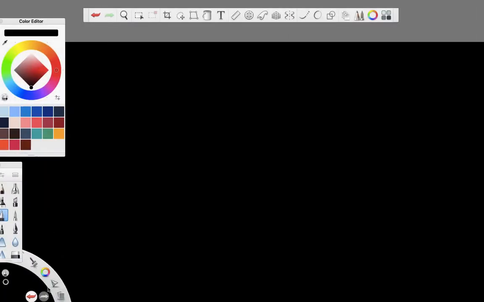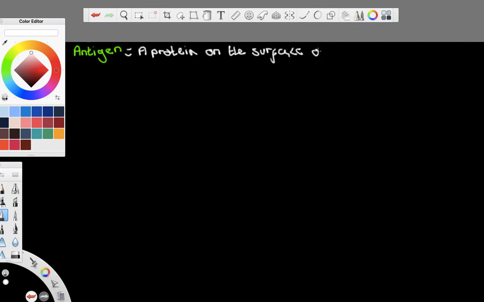As in any other lesson, I'm going to write on the screen, using the colour coordination that we always do. My first keyword today is the word antigen, A-N-T-I-G-E-N. Now, an antigen can be defined as a protein on the surface of a cell.